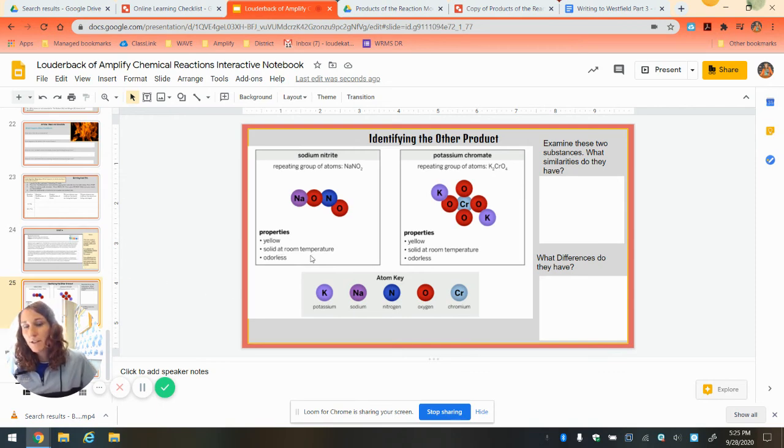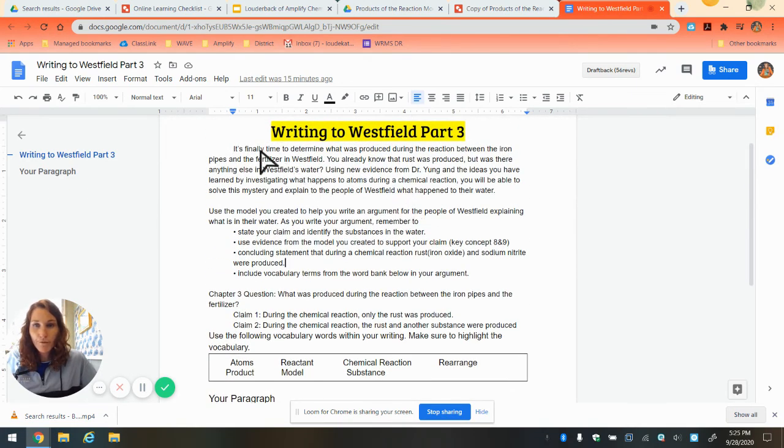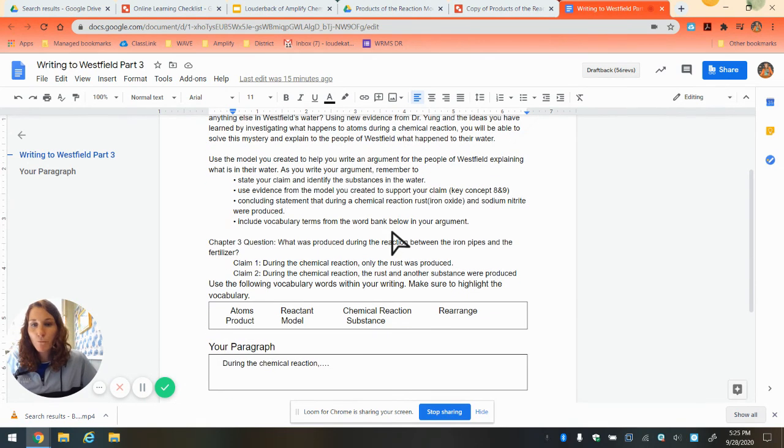So now that we've identified the mystery product, you're going to go to your writing of Westfield, and just like before, you're going to write a paragraph going over the other mystery item. So it's finally time to explain to the people of Westfield what is in their water, both the rust and the sodium nitrate. So you're going to state your claim, which we have 2 claims here, that it was only rust or that it was rust in another substance. Again, you can just copy and paste this directly into your paragraph.